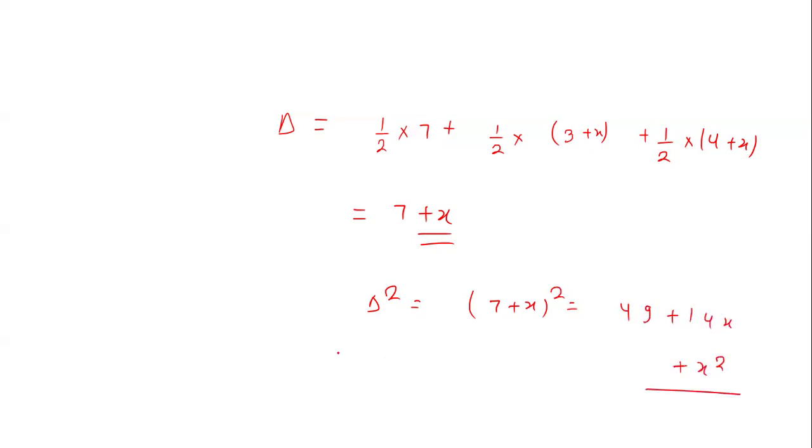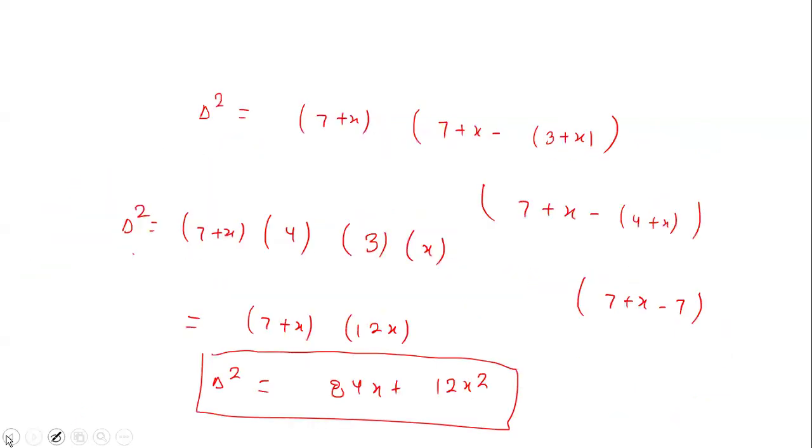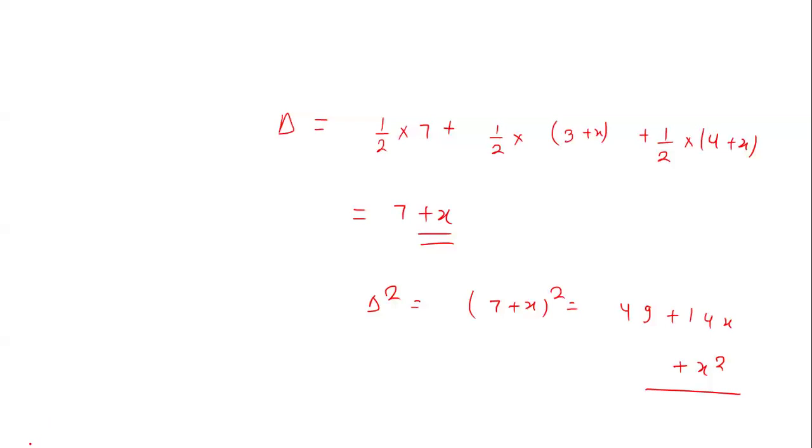You can write del square as 7 plus x whole square, which is 49 plus 14x plus x square. We also calculated the del square value before, so we can equate both of these. This will come like 84x plus 12x square is equal to 49 plus x square plus 14x. So it will come like 11x square plus 70x minus 49 is equal to 0. This is a quadratic equation.